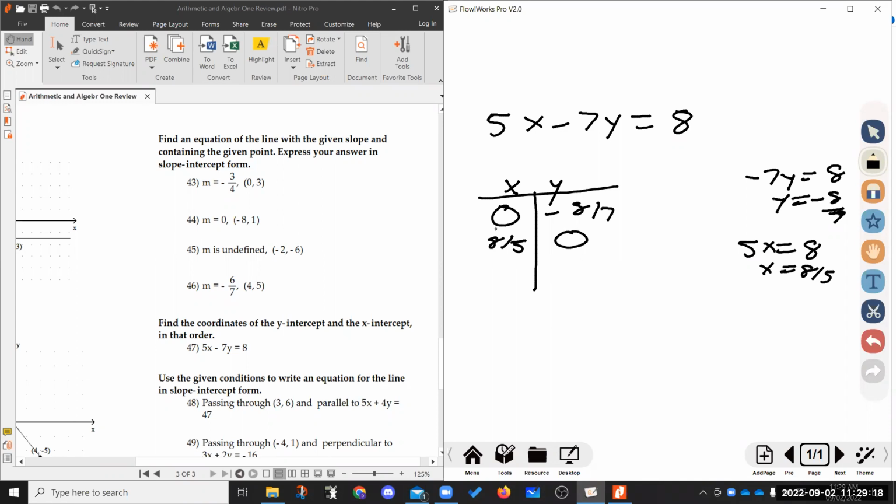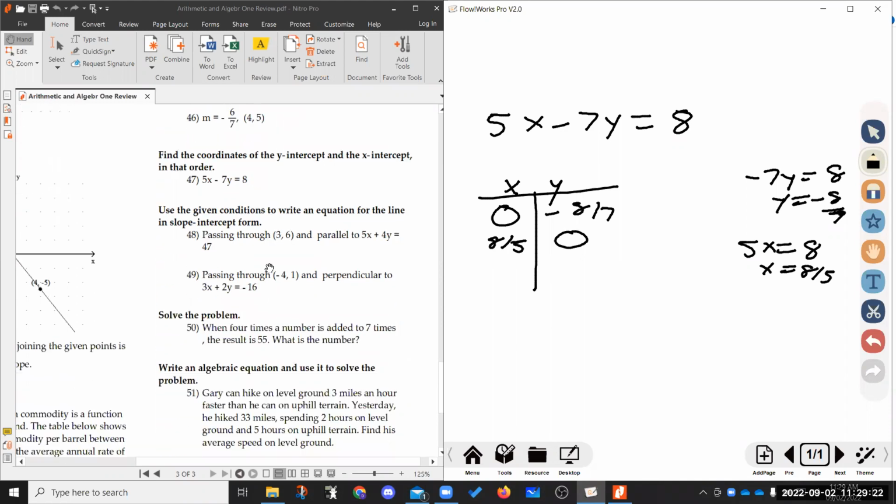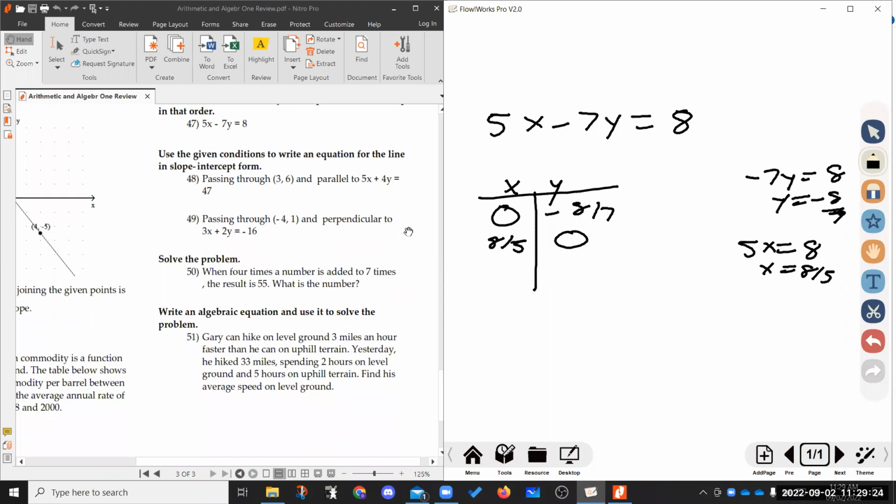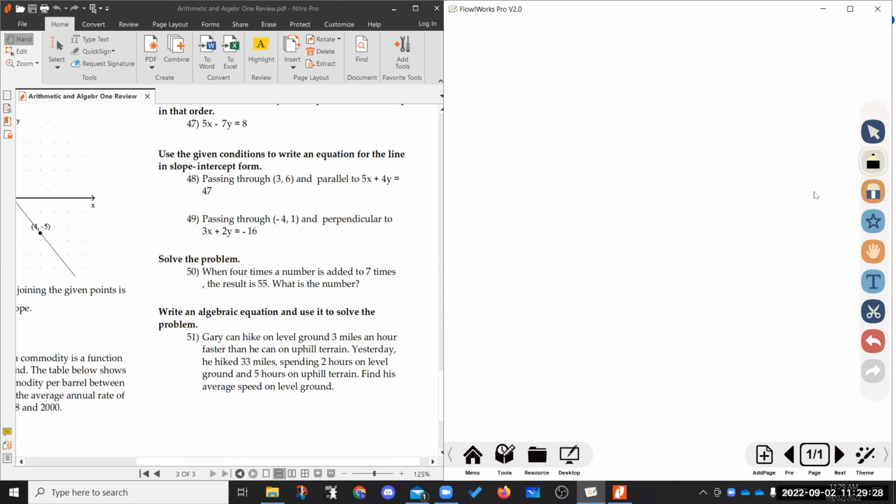Okay. Going to use the given conditions to write an equation of a line in slope-intercept form. So it's going to go through the point (3, 6). It's going to be parallel to 5x plus 4y equals 47.